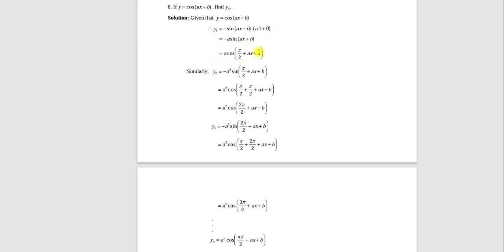If we differentiate this function, we get minus of a square sine pi by 2 plus ax plus b. Why? Because according to the formula, d/dx of cos theta equal minus sine theta. Again we have to change it from sine to cos, so that we can bring an extra pi by 2 here. And according to the same formula, sine theta equal minus of cos pi by 2 plus theta, we can write it as a square cos pi by 2 plus pi by 2 plus x plus b.